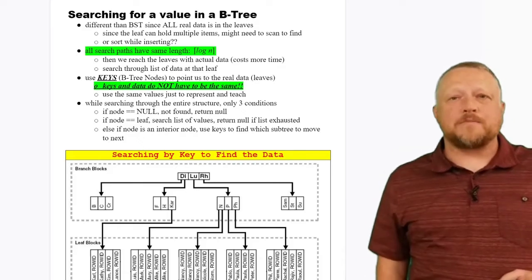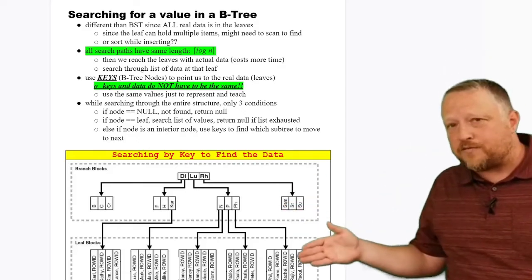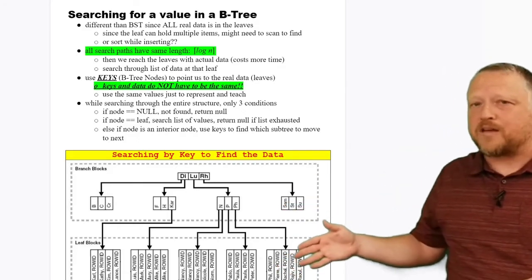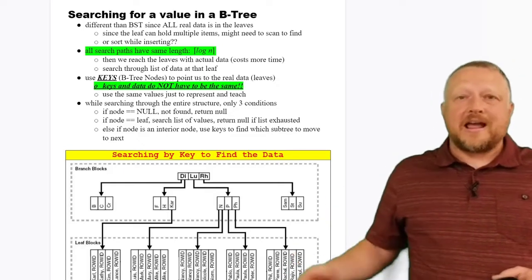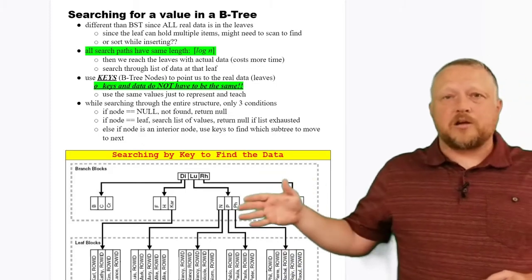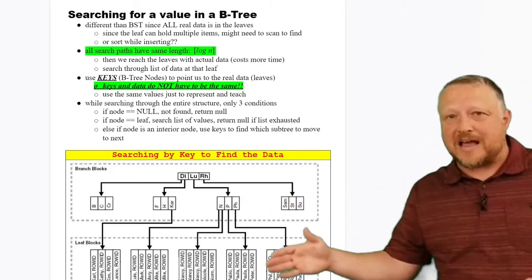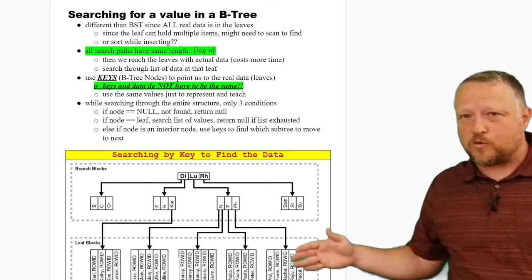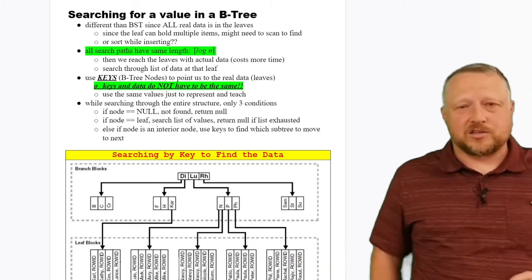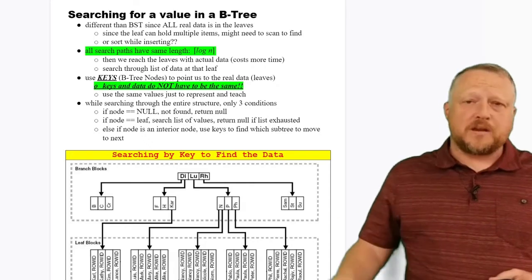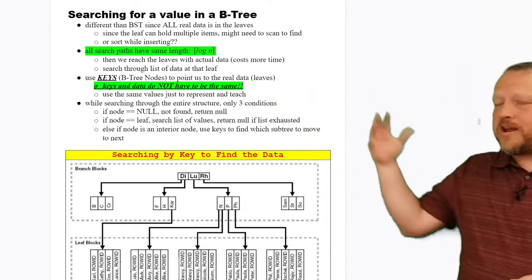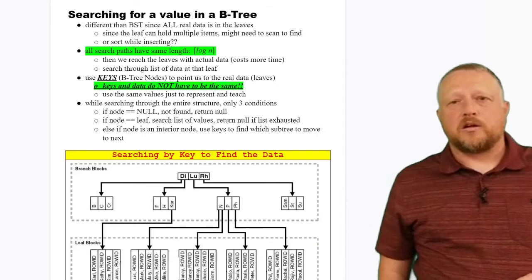If the node happens to be a leaf, then we search that list of values to see if we can find what we have. If it's not in there, then we return null because it wasn't there. And else, well, it's going to be an interior node. We use the key to find exactly where the subtree is and move to that portion next in order to get to that. So that's your three biggest conditions that you're going to have with the B-tree and the overall scenario for searching within a B-tree structure.